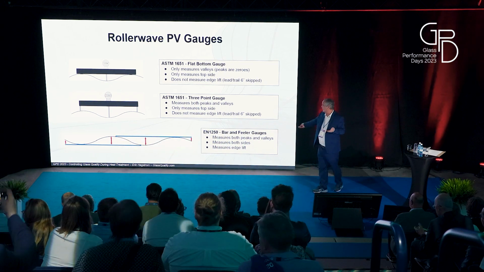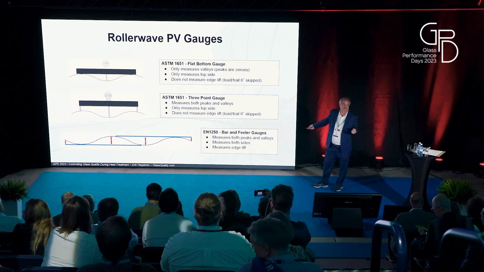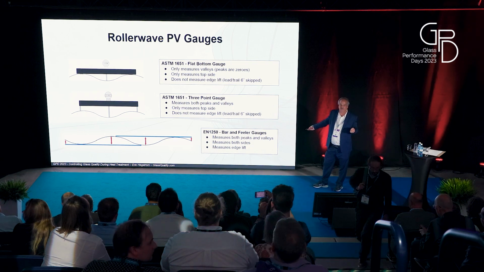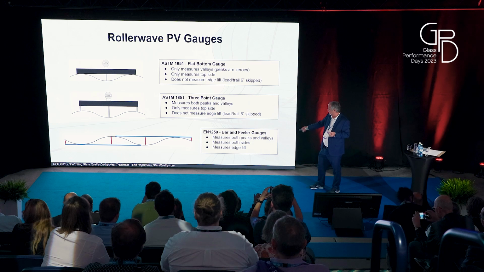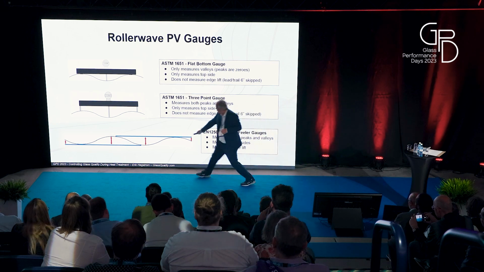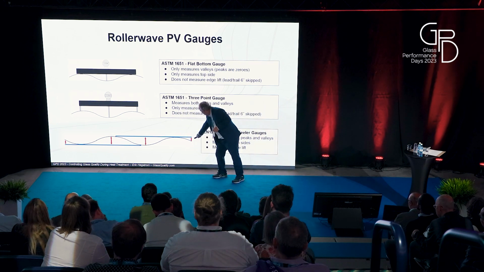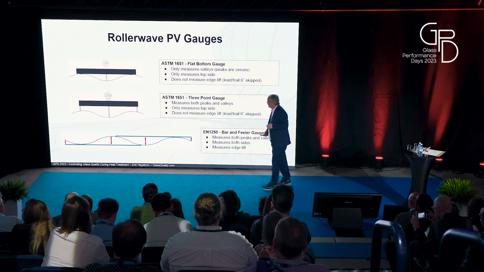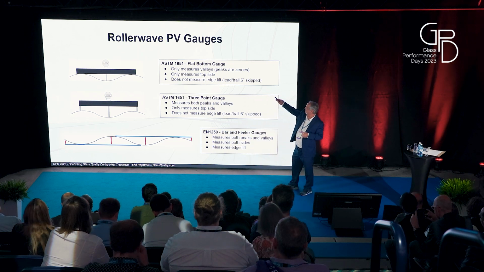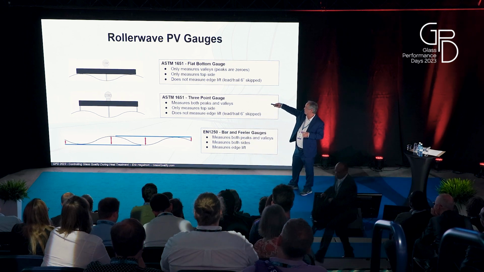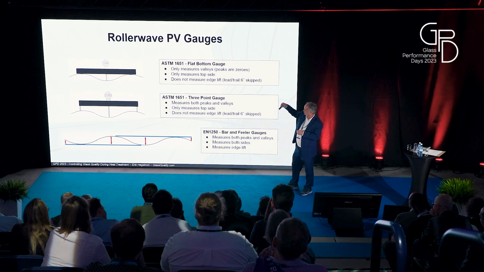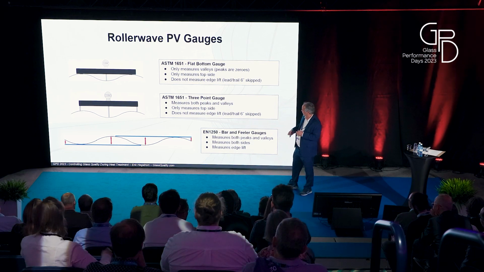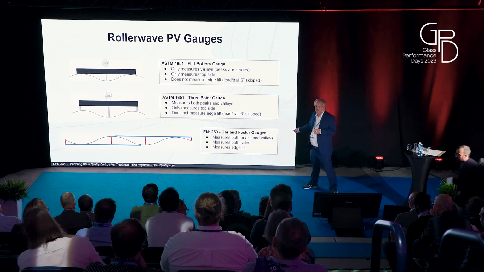All the specifications are designed, or I should say written, around manual measurements and define a specific type of gauge. Here in the European standards, I think many of you are familiar with the EN 12150 standard, which uses a flat solid bar and feeler gauges to measure the roller wave peak to valley and the edge kink peak to valley. And in America, we use ASTM 1651, and they have two opposing gauges, which are flat bottom gauges with a plunge gauge on it. And I think EN 12150 also talks about that too.